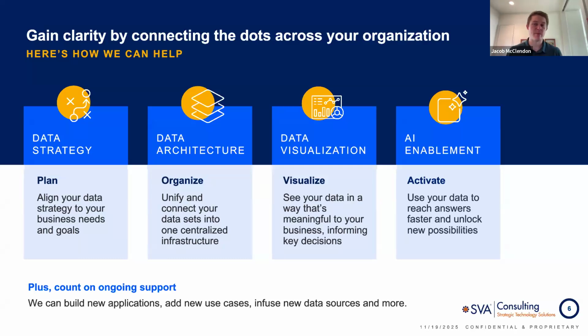And really, the four primary pillars through which we accomplish this are data strategy, architecture, visualization, and AI enablement. So we really help you plan, organize, and visualize your data. And then using AI, we can help activate that as well to get you strategically moving forward with your data asset. So today, what we'll really highlight are the first three buckets, where we can help plan to use data to progress you forward. We'll help you build out data architecture as well, and then visualize that information for real-time insights.